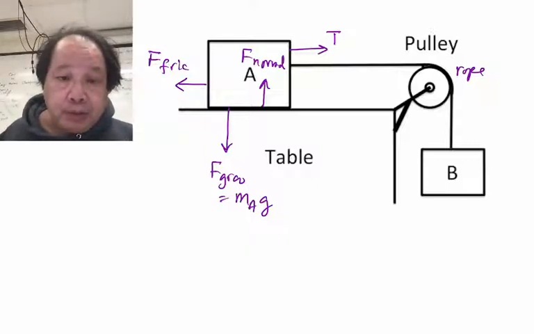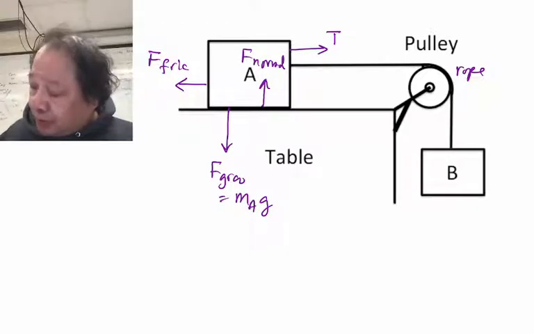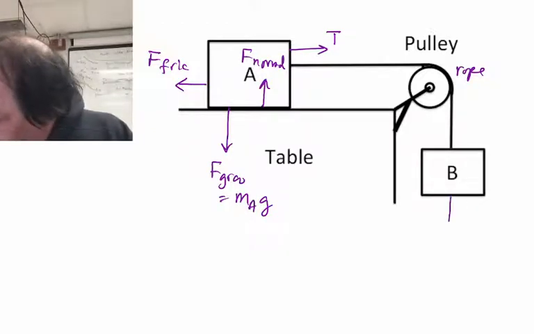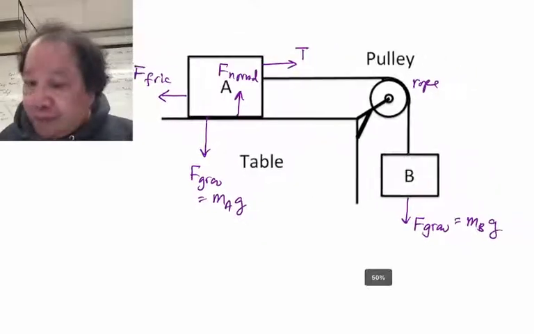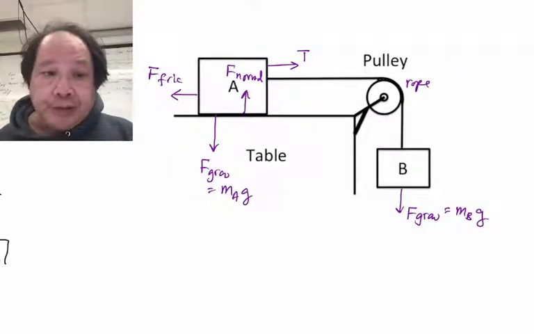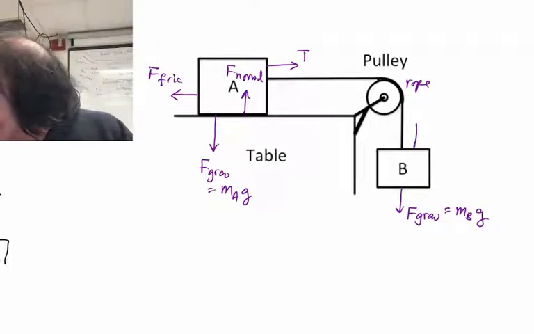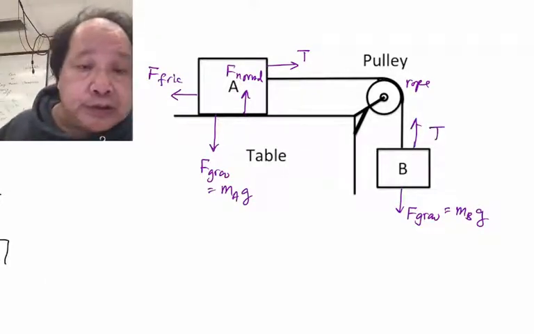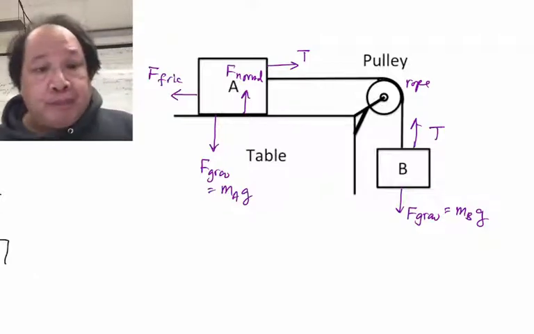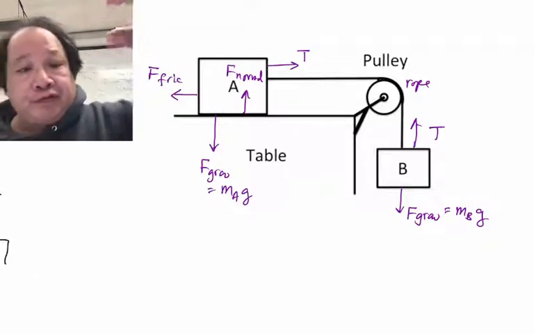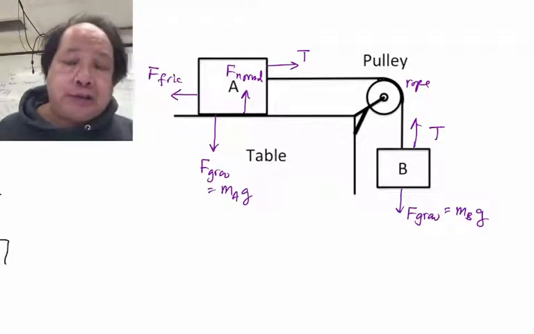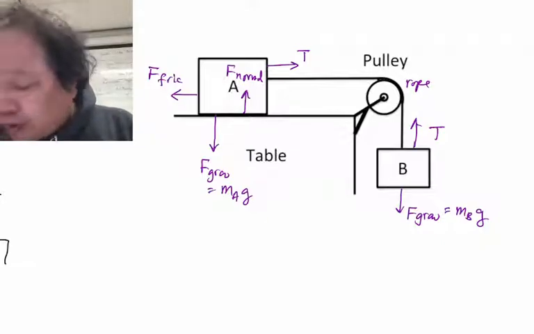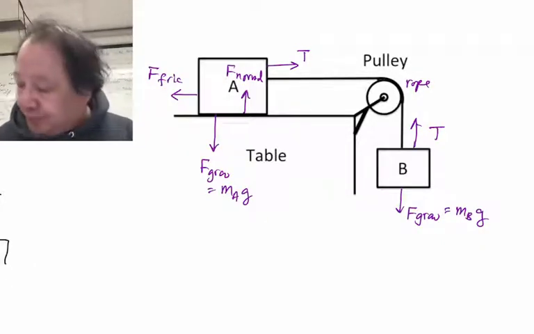For B, the situation is simpler. It feels the gravity force, which for B is mB times the gravitational constant g. And it feels the tension force, which by Newton's third law is of the same magnitude, but A feels the force pulling it one way, while B is going upwards here because the rope is bent.